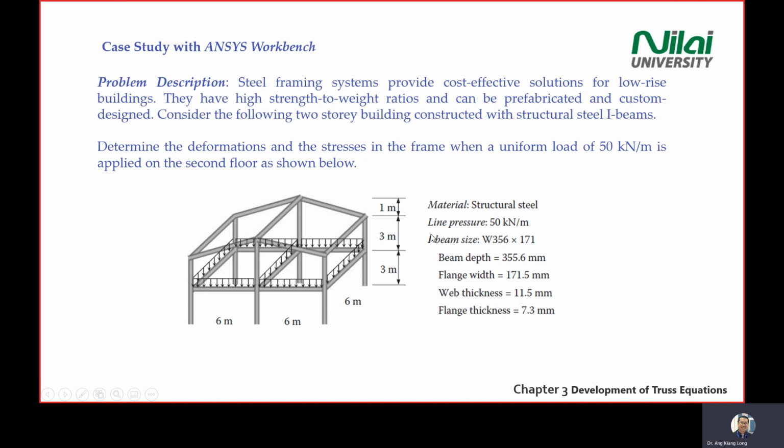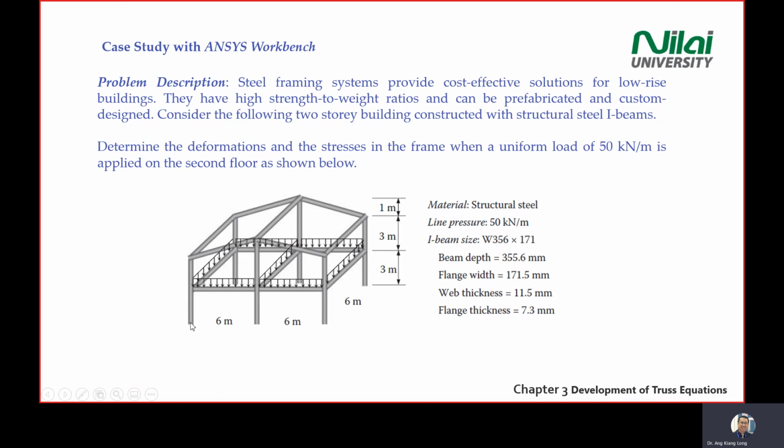Then we're going to set up our cross-section as an I-beam of size W equal to 356 times 117. This one is in mm. Beam depth is given, flange width is given, web thickness is given, and flange thickness is given. All are in mm, so later on we will use meters in our ANSYS. So remember to change all of these into meters.